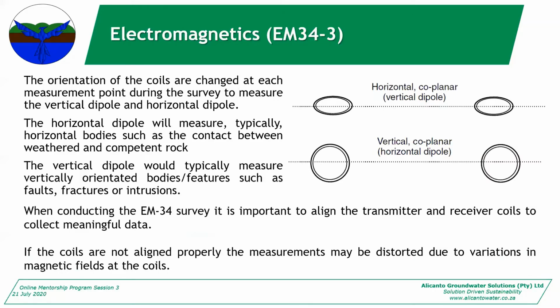When you conduct your EM survey, it's important to align your transmitter and receiver coils. As I mentioned before, they need to talk to each other. If the coils are not aligned properly, your measurements may be distorted due to the variations in the magnetic fields.